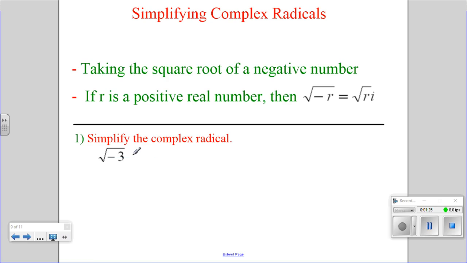To simplify this radical, again, you basically turn the number into a positive and then put an i. So square root of 3, i. Don't put the i underneath the symbol.